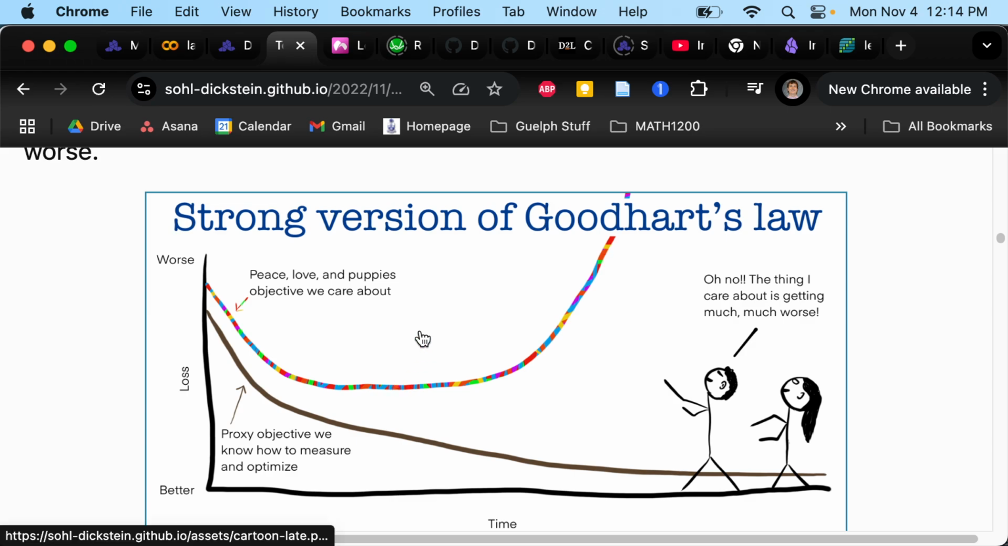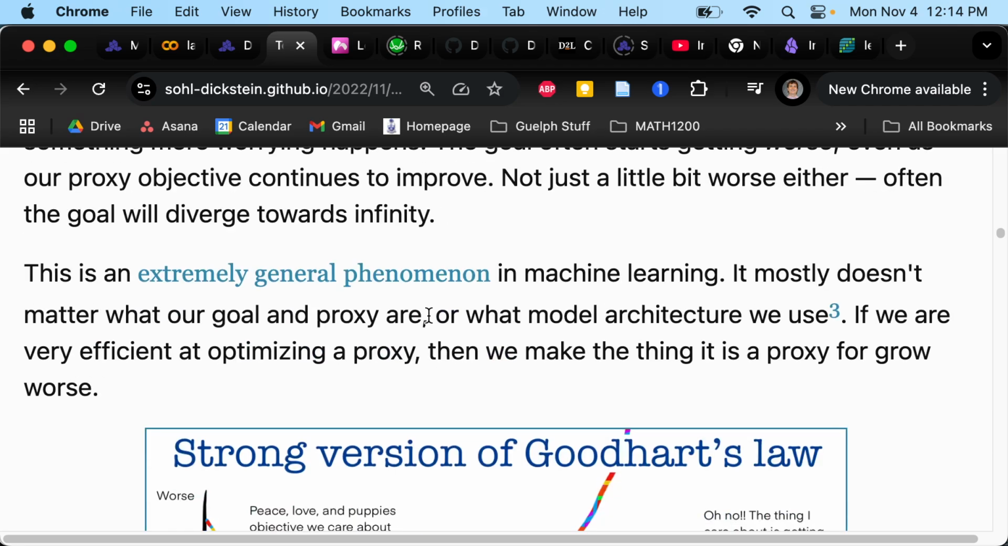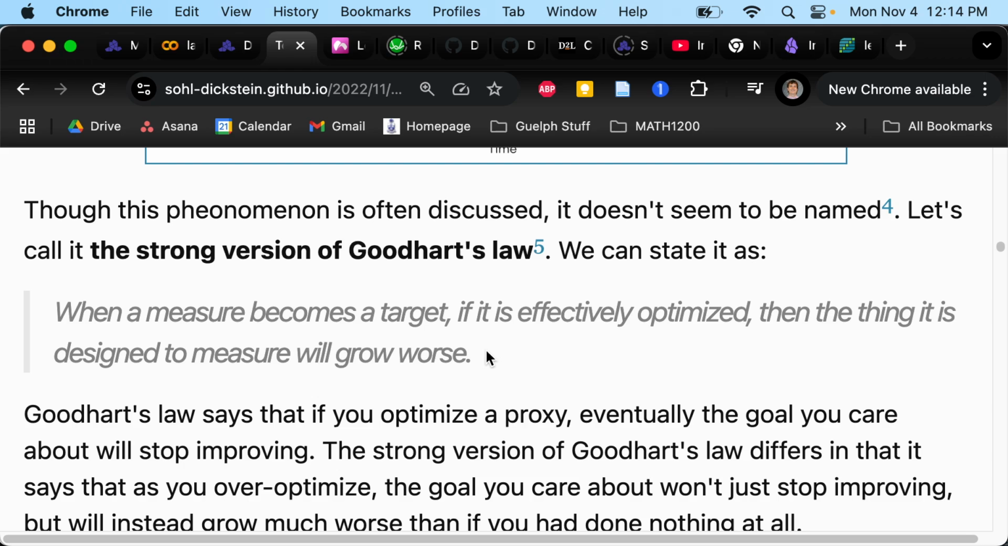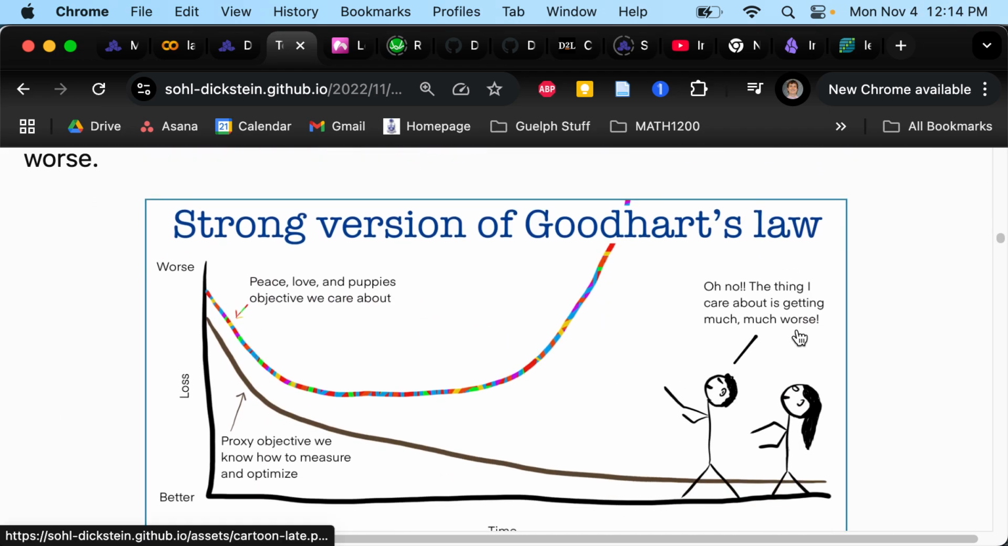And I love this blog post because they have a bunch of real-life examples. Let's go to the real-life examples. So when a measure becomes a target and is effectively optimized, the thing it's designed to measure will grow worse. So watch out for this, because in real life, people put on these proxy objectives, and then the real thing gets worse. Let's look at some examples.